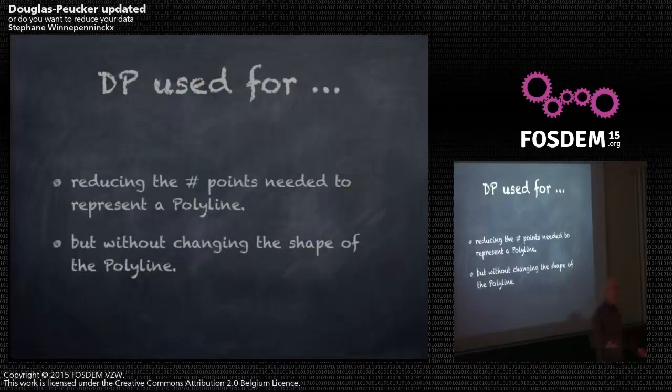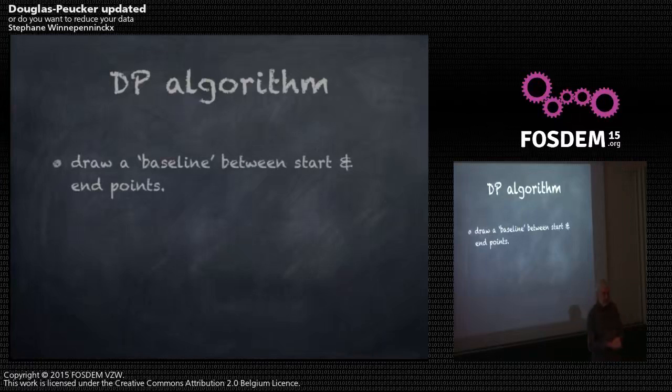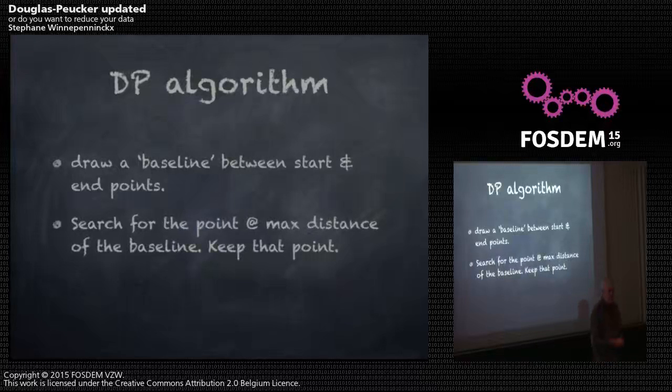It's easy to reduce the number of points. You throw away one out of two, or nine out of ten, and you have fewer points, but the shape of your polyline is destroyed. You don't want to change the shape of the polyline. So the Douglas-Peucker algorithm says that you draw a baseline between the start and the end point. Then you search for the point on the polyline that is the most distant from the baseline, and you keep that point. Then you separate your polyline into a left part and a right part, and you do it again, and again, and again.